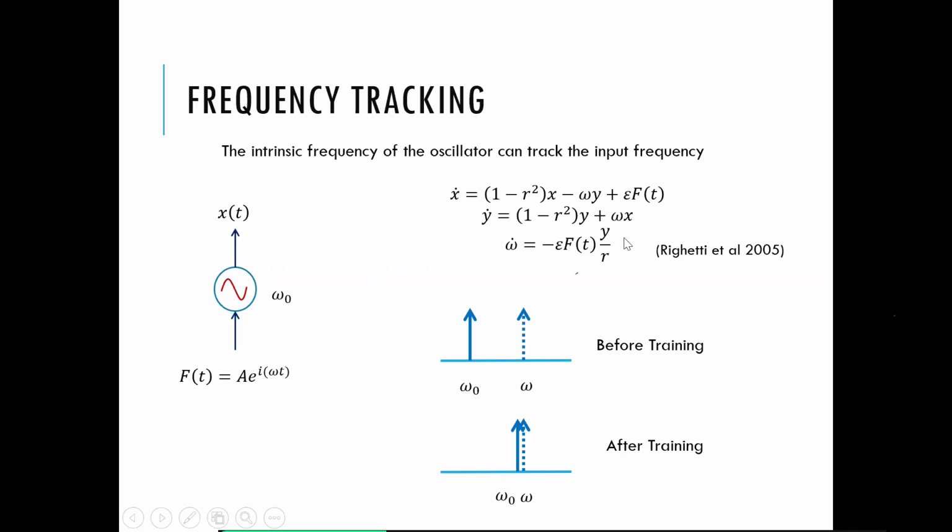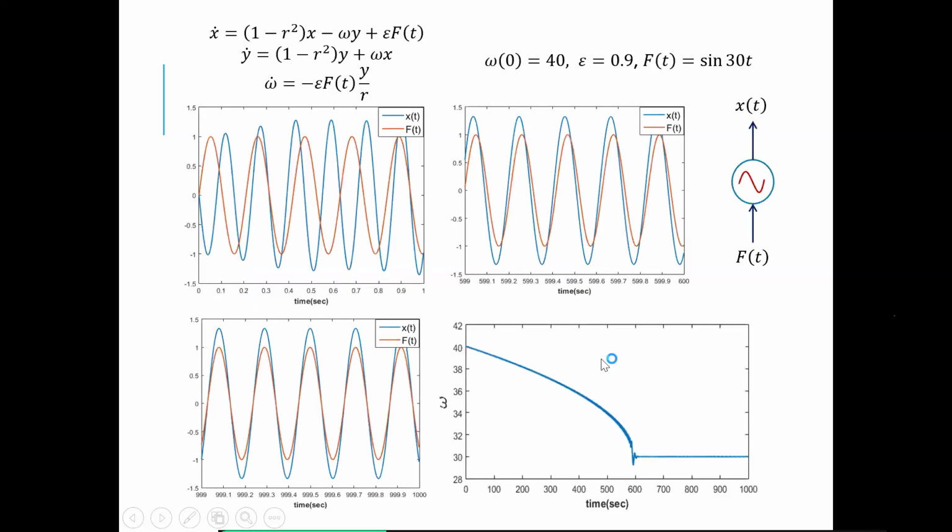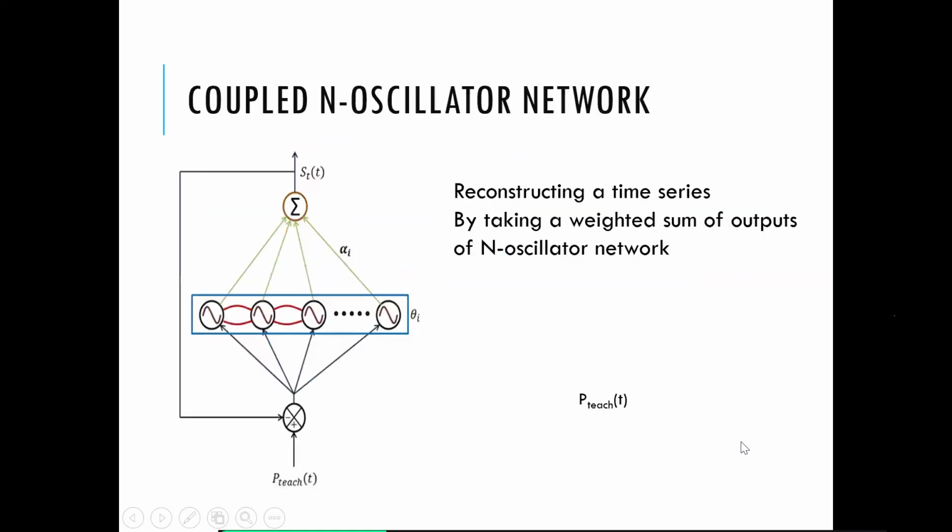Then when you train this oscillator using this training rule, the frequency of the oscillator moves towards the frequency of the input. That means the oscillator is tuning its frequency to that of the input. This is called frequency tracking. That's a basic kind of training. You can see this in this numerical example. Here I have an oscillator with initial frequency of 40 and an external signal of frequency 30. As I keep presenting the external signal to this oscillator, the oscillator's frequency moves slowly from 40 to 30, matching the external input frequency.